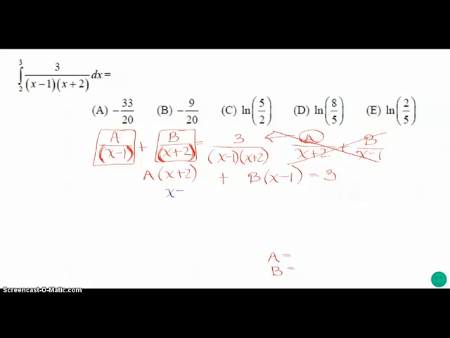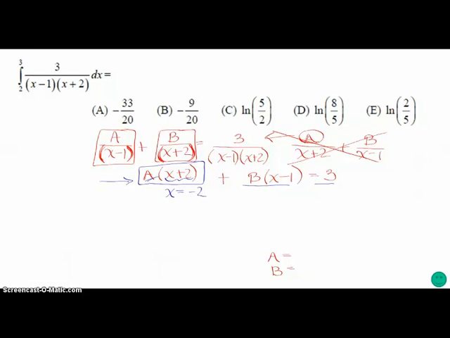Here, if you'll realize that if you can choose a value of x that forces this entire term to go to 0, then when you plug that value of x into every single term on both sides of the equal sign, it's going to be much easier to solve just for one variable because you've forced one of your variables to go to 0.